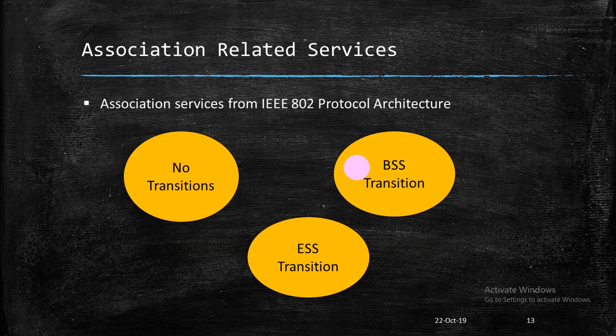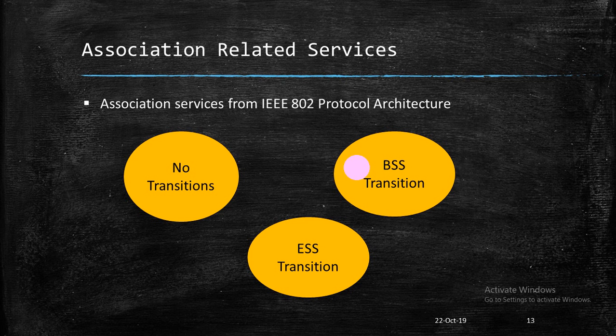Association related services are no transition, BSS transition and ESS transition. No transition means there will be no transfer from one basic service set or ESS to another. That means no transformation will happen. BSS transition refers to the transition from one BSS to another BSS in the same ESS.